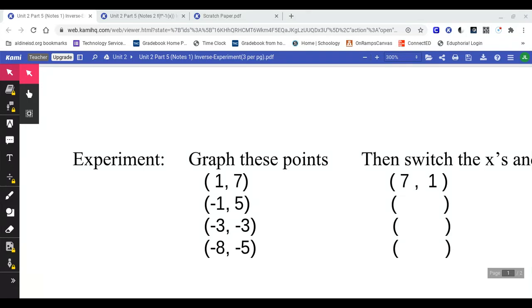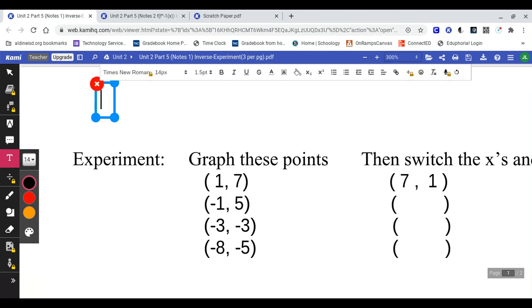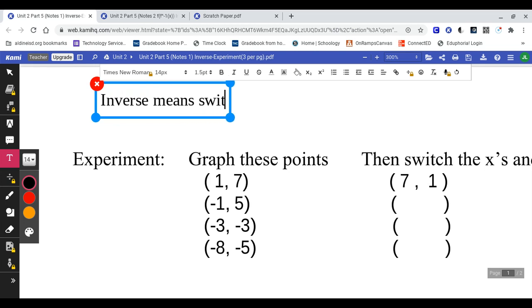In this video, we're going to be talking about inverse functions. So basically, to find the inverse of a function, all we're going to do is take the values of the domain and range and switch them. So to put it simply, when you do an inverse, all we're going to do is switch x and y.